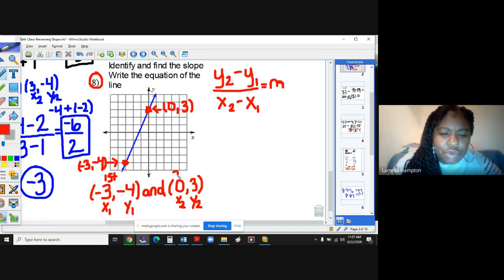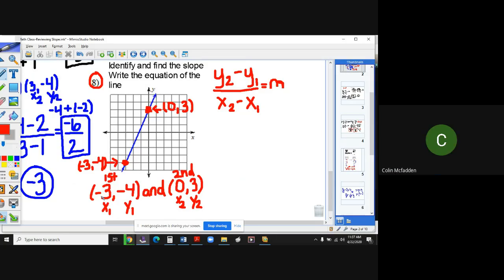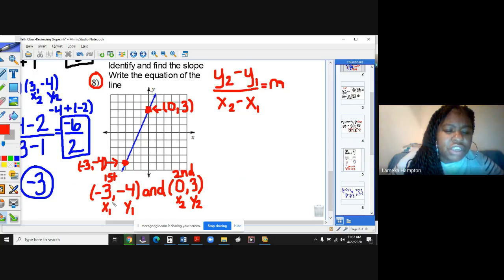That's the first set. And this will represent the second set. So remember, -3 is going to be x1, -4 is going to be y1, 0 is x2, and 3 is y2. All right. So now tell me what numbers go at the top.